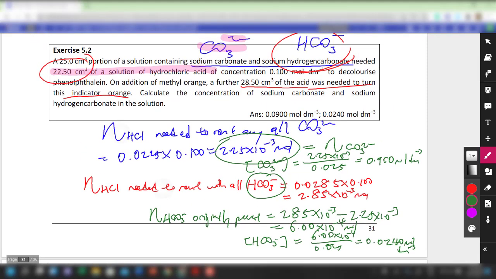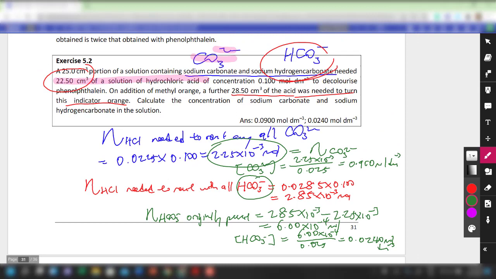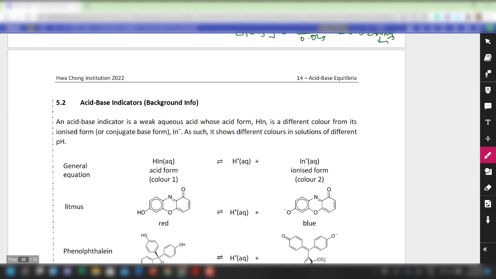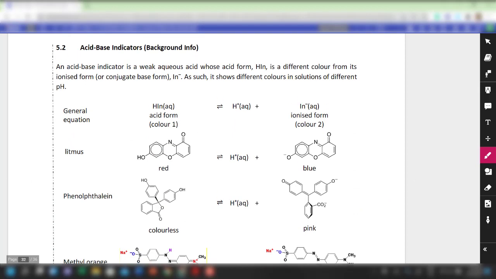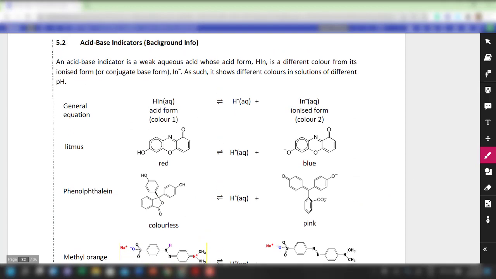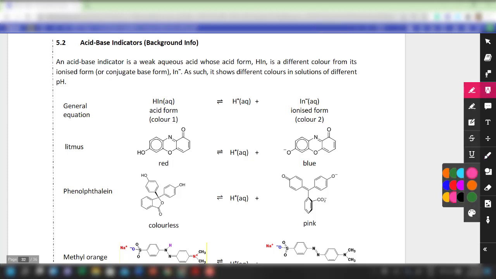I hope you are okay with such stoichiometry calculation, and it's not too daunting. With that we'll move on to acid-base indicators. Do take note, the most important idea for acid-base indicators, whether we are talking about methyl orange, phenolphthalein, etc., is that they are all weak acids themselves, in different forms, either in their original acid form or in their conjugate base form.